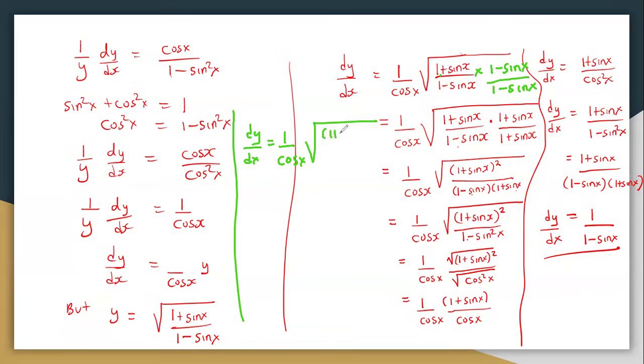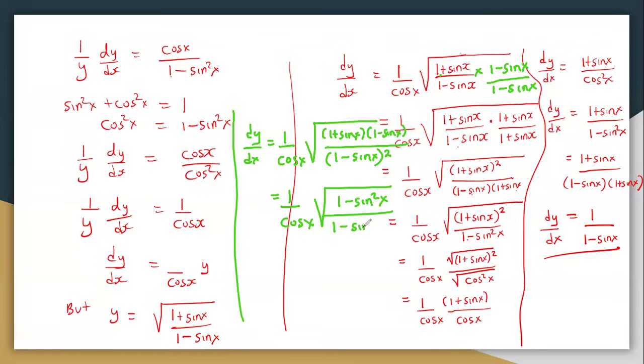So that is 1 plus sine of x into 1 minus sine of x. Then down, you're going to have 1 minus sine of x, but everything squared. So you notice very well that up there, 1 plus sine x times 1 minus sine x is the same as 1 minus sine squared x, divided by 1 minus sine of x, everything squared.